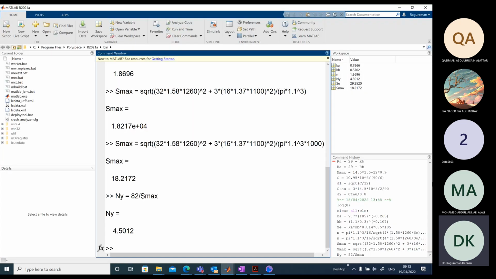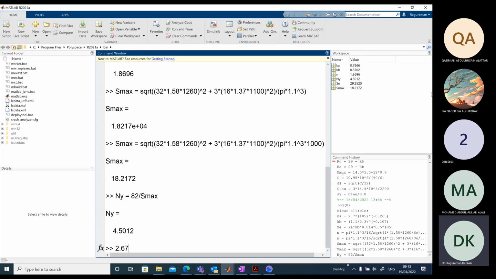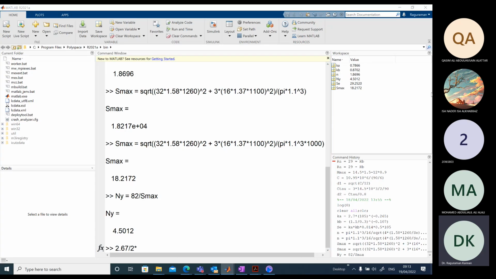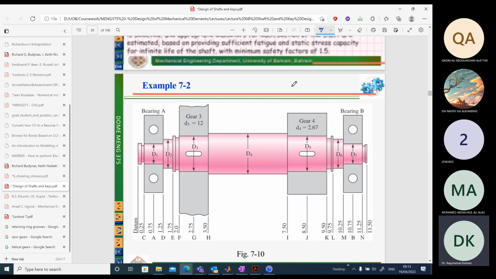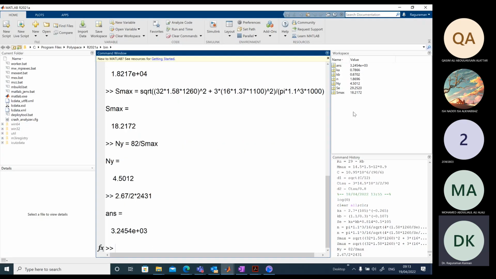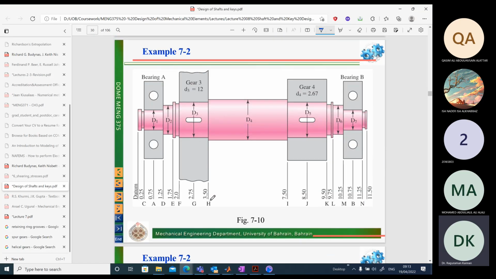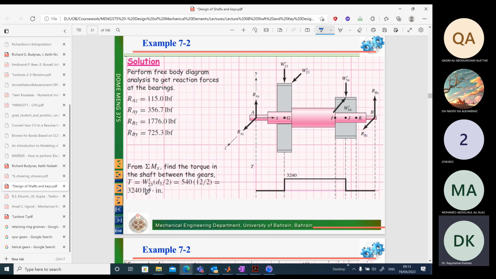2.67 over 2. We can calculate. And what is the tangential load? We have 2431. We get, let's see here, 3245. And what is the value we calculated here? 3240. So there is some minor difference between the torques.